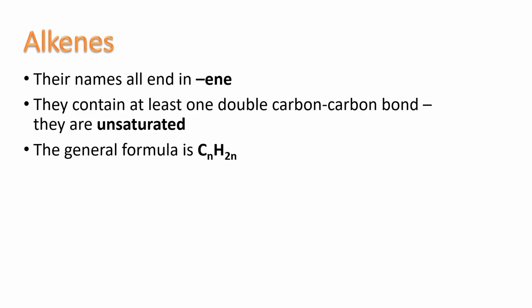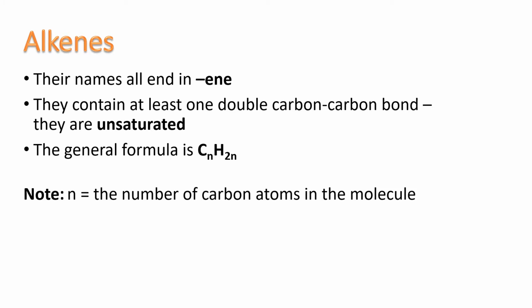So in order to recognise an alkene, you'll see that the name ends in "ene". Now it's obviously quite similar to your alkanes, just one letter different, so you just need to make sure you're paying attention to that. They contain at least one carbon-to-carbon double bond, which we'll look at in a wee second. This tells us they are unsaturated. And this time the general formula is CnH2n. Now remember, the n tells us the number of carbon atoms in the molecule. So if you just pause here and copy this note down.